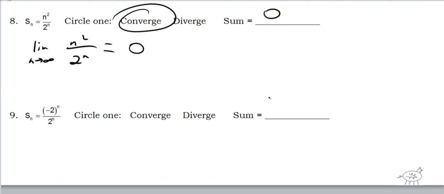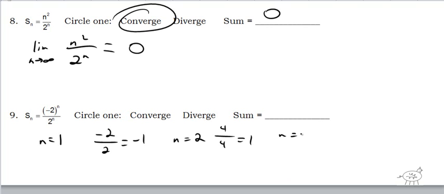Okay, and then the last one here, just kind of a different problem. It's almost the same: negative 2 to the n over 2 to the n. Let's put the number 1 in there, when n is 1, just to see what's going on. Negative 2 to the first power, negative 2. 2 to the first power, 2. That's equal to negative 1. Let's put a 2 in when n is 2. Negative 2 squared, 4. 2 squared, 4. Put a 3 in there. Negative 2 to the third, negative 8. 2 to the third, 8.